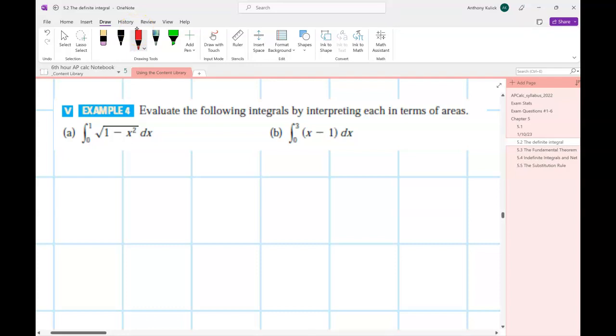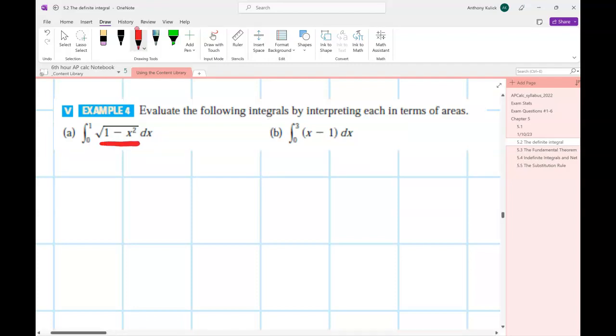Alternatively, let's take a look at these ones. So again, evaluate the integrals. What could you do? You could do the same thing we've done before, or for these problems, there's another way.